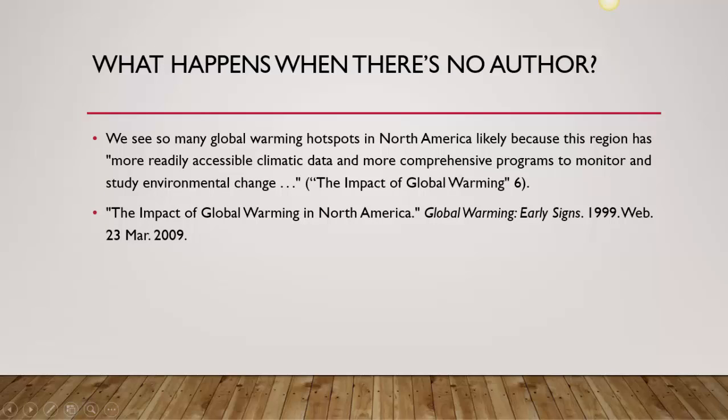Now, what happens when there's no author? The same rule applies. In this example, we don't have an author, but we have a title of the source, The Impact of Global Warming in North America. Notice how the first few words, the impact of global warming, appear in the parenthetical citation. This is how you know you are formatting your in-text or parenthetical citations correctly. The reader can now easily identify the source by identifying the Works Cited entry that has the impact of global warming coming first.